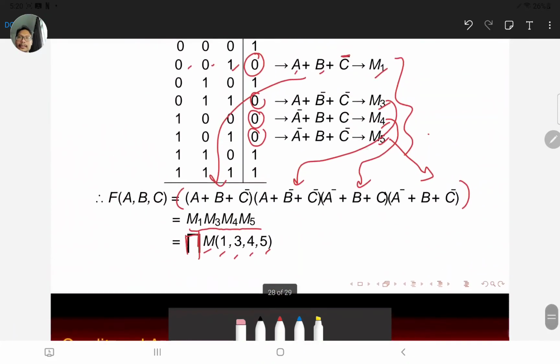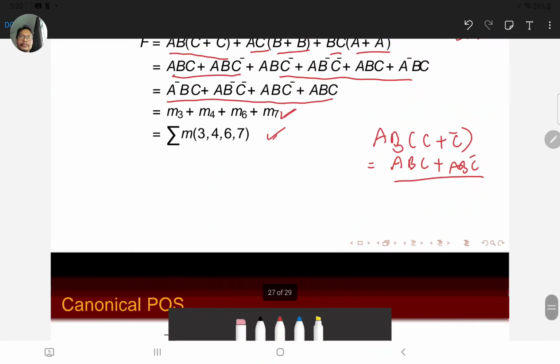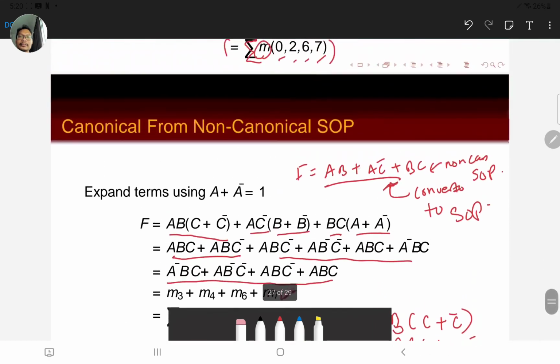So that's all for the lecture topic this week. In the next part, we'll discuss some of the exercises for this topic.